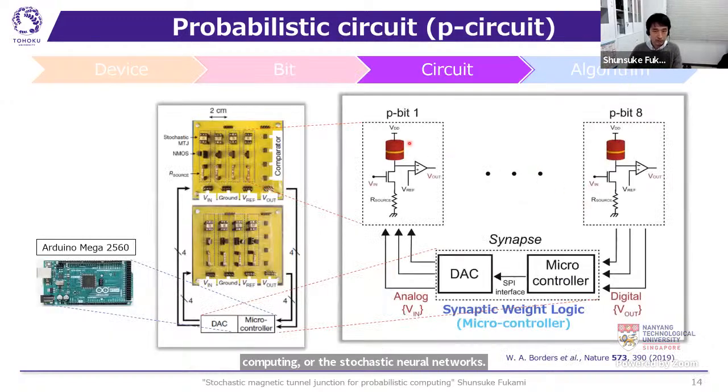Okay, so next we constructed a probabilistic circuit consisting of 8 probabilistic bits, from p-bit 1 to p-bit 8. And these p-bits are connected with the synaptic weight logic, for which we used Arduino microcontrollers. So we have 8 stochastic MTJs here, and NMOS transistors and resistors. So each p-bit fluctuates in time, and depending on the state at each time, the synaptic weight logic calculates the next input that can lower the total energy of the probabilistic bits.